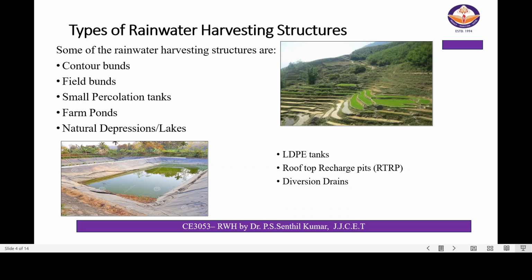Next, types of rainwater harvesting. Some of the rainwater harvesting types are: first, contour bunds; second, field bunds; third, small percolation tanks; fourth, farm ponds; and finally, natural depressions, lakes. Next, LDPE tanks. Next one is rooftop recharge pits. Next one is diversion drains.